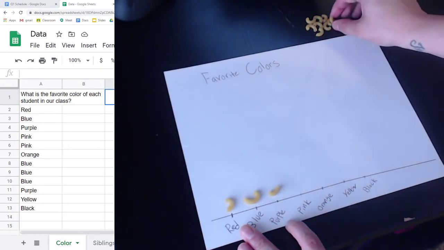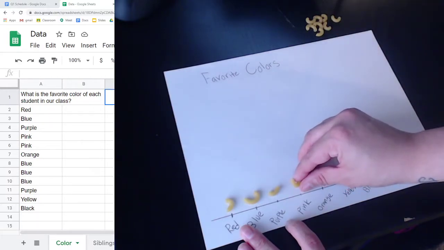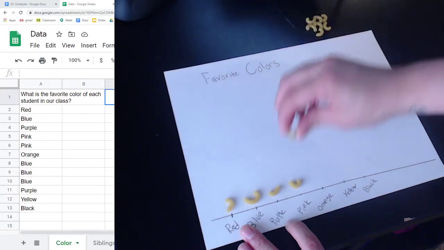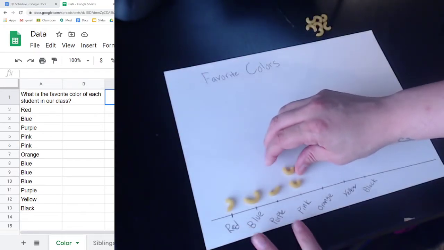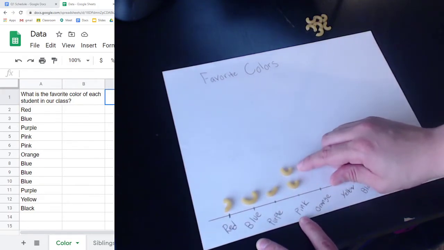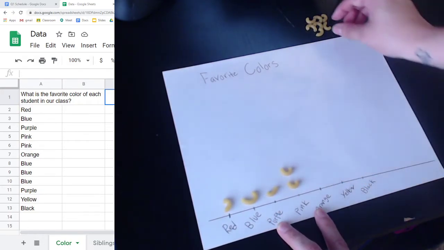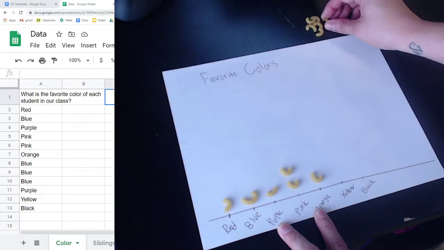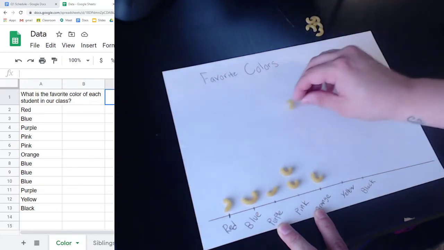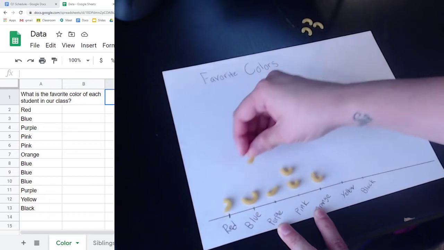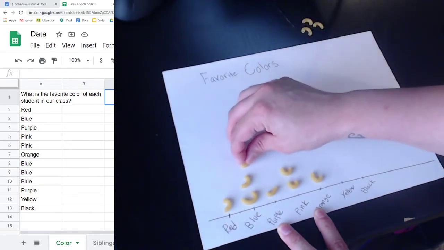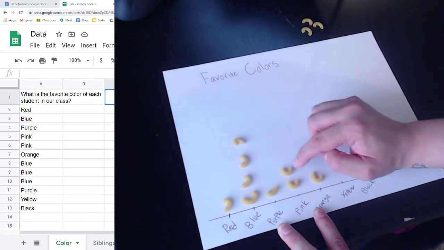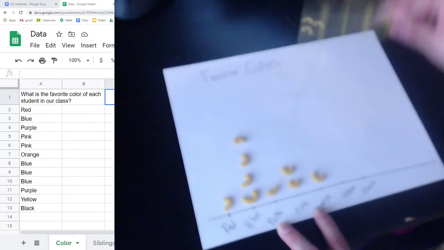Next is pink. So I'll put a macaroni on pink. Oh, but then there's another pink. So I put a second macaroni above that pink, because so far we have two people like pink. Alright, next is orange. And then 1, 2, 3 more people like blue. So I'm going to take these 3 macaronis and put them above blue. And same thing, see how these are the second macaroni in each kind of column? They need to line up too.